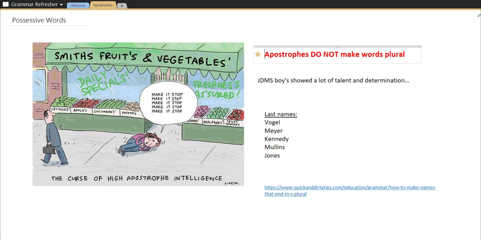I love this cartoon that I saw online, and this is completely me. I could label this woman lying there in pain. That would be Jill. So I put a little note here. Apostrophes do not make words plural.